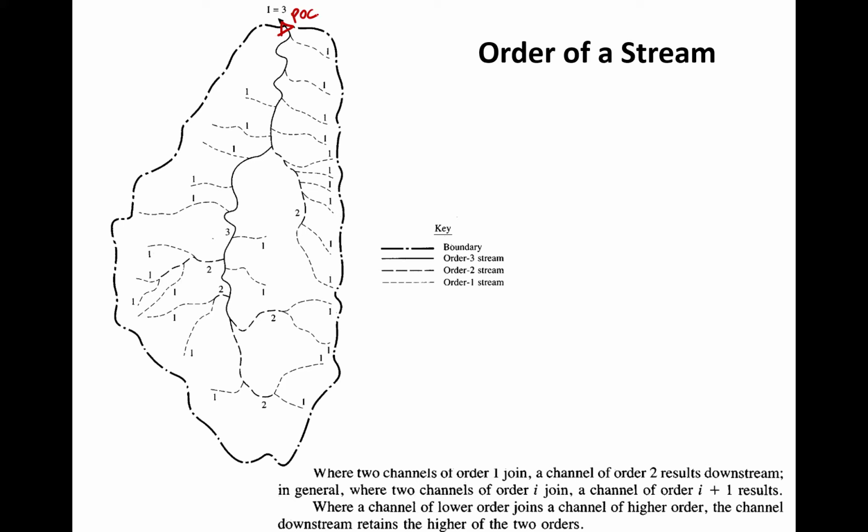And they have come up with a way of not quantifying, but labeling these streams based on their size in a way. And the way they've done it is they look at how many streams are connected together to form that stream that we're looking at. And based on that, they came up with an ordering or labeling number.